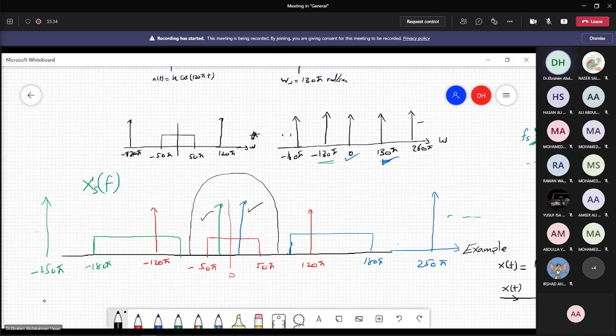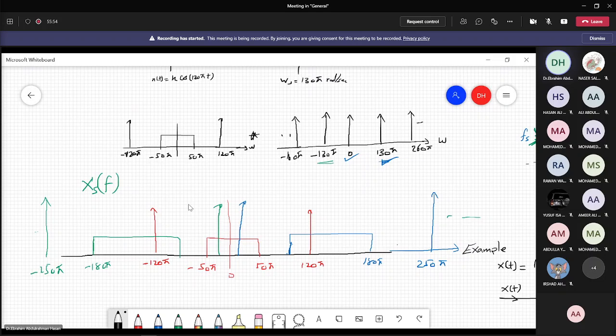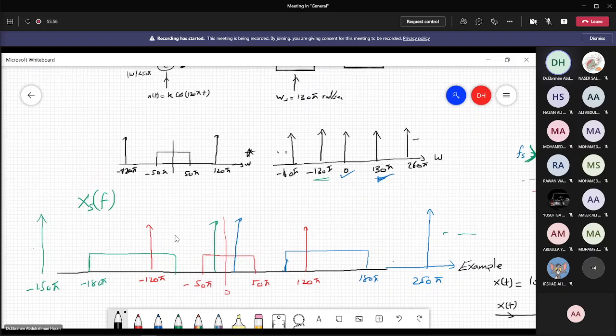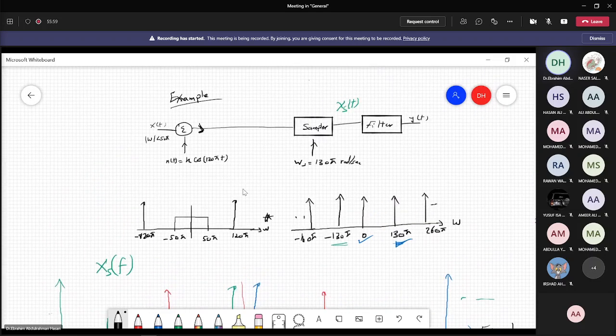If I decrease it again, this will be at 10 pi, and this is at minus 10 pi. So always we're going to have distortion with the original one. And this is not what I want. I don't want to store distortion on x of t. So what to do?